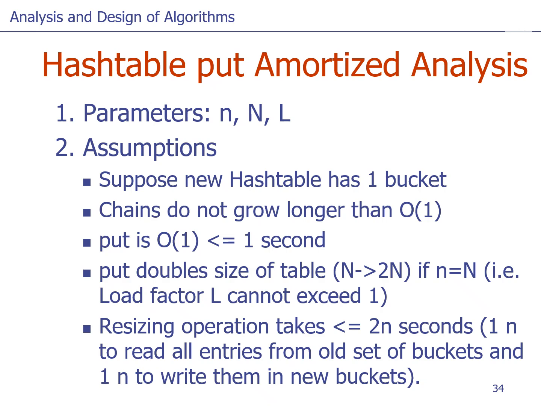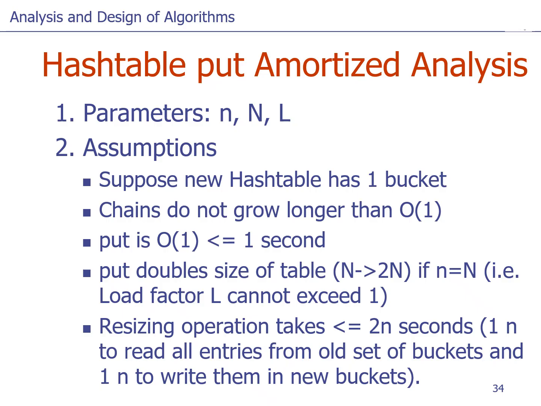So let's apply the steps we discussed in analyzing put's amortized behavior. The parameters for the hash table are straightforward. We already know that the important variables that determine what's happening inside the hash table are: n, the number of items that have been inserted; big N, which is the number of buckets that have been created or are currently active; and L, which is the load factor.